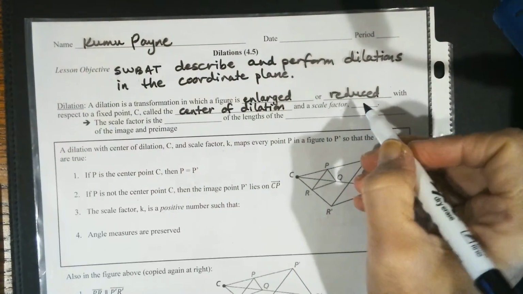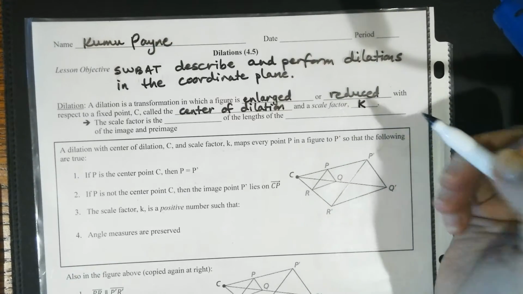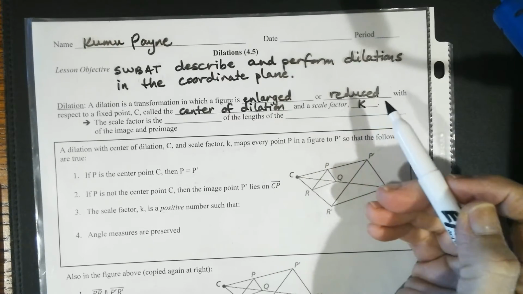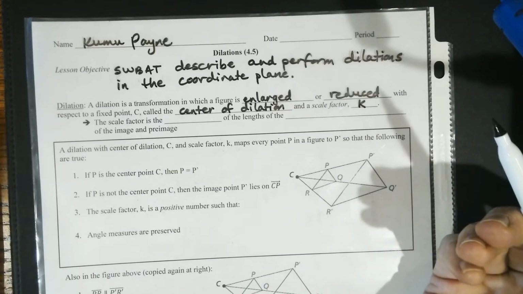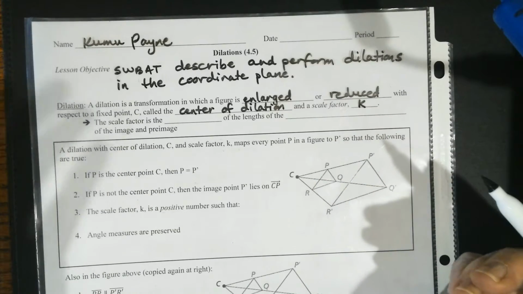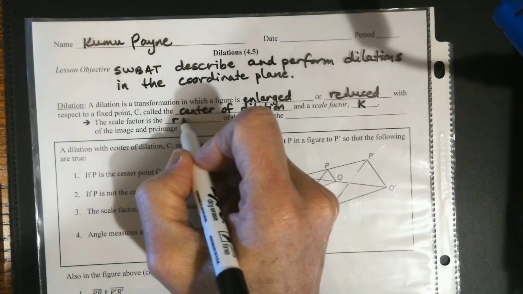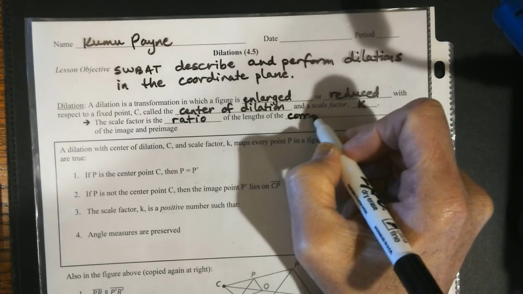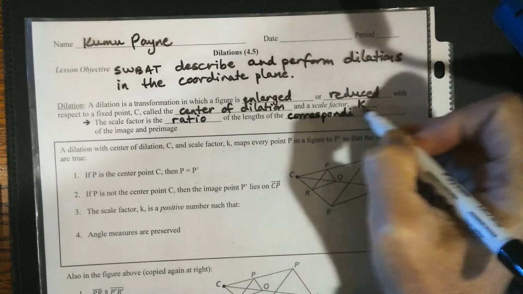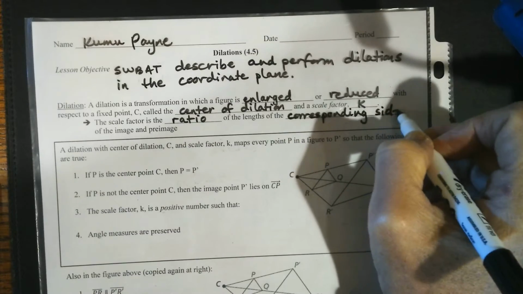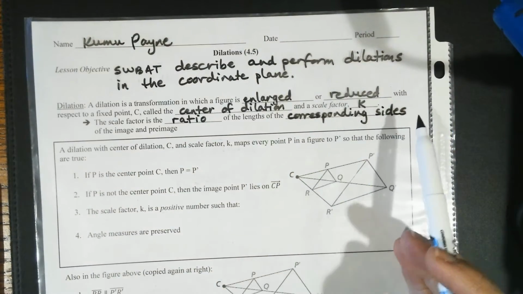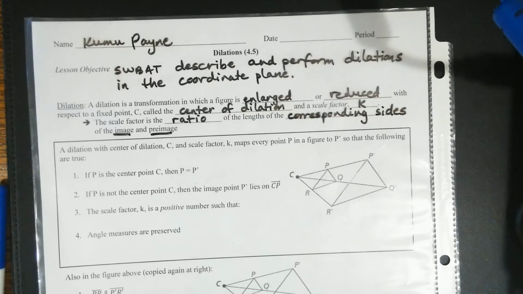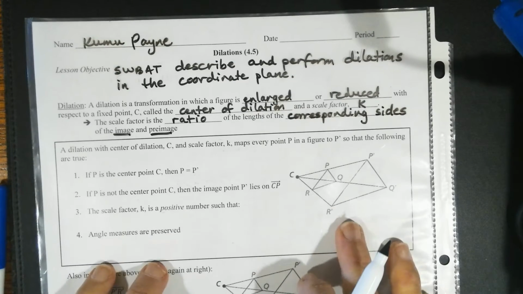We also have what's called a scale factor, and we're calling it K, but it means if you're making it bigger, it's by this factor. So if you're making it twice as big, K is 2. If you're making it half as big, K is half. The scale factor is the ratio of the lengths of the corresponding sides of the image and pre-image. So here are 2 more words, image and pre-image, that are vocabulary, which we'll label on this next picture.